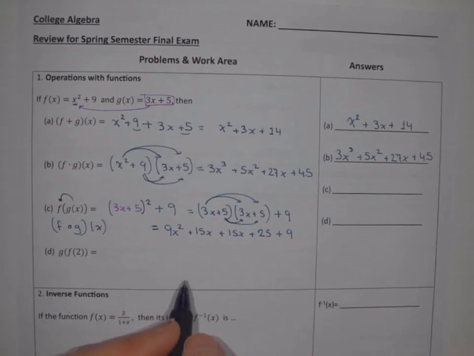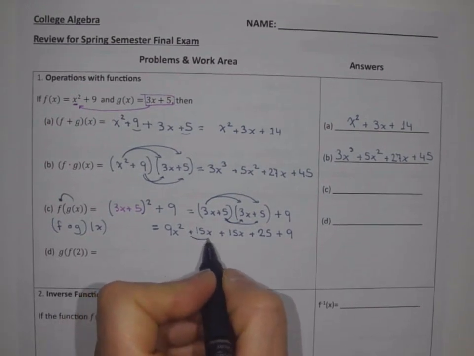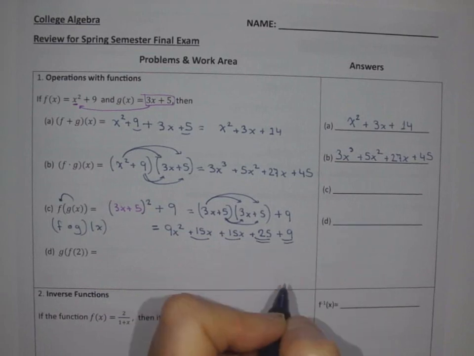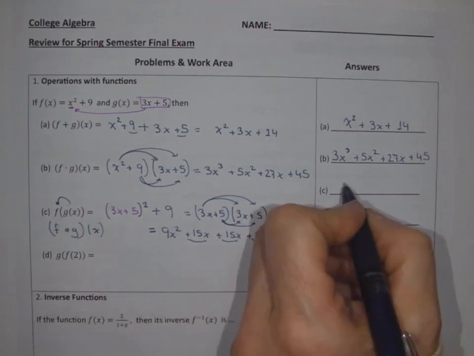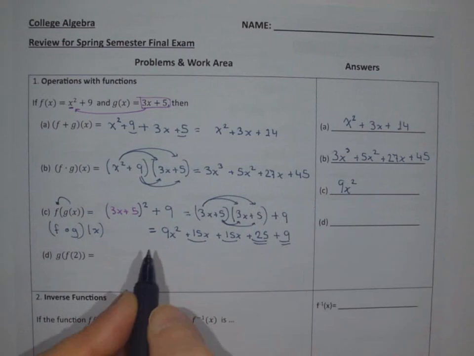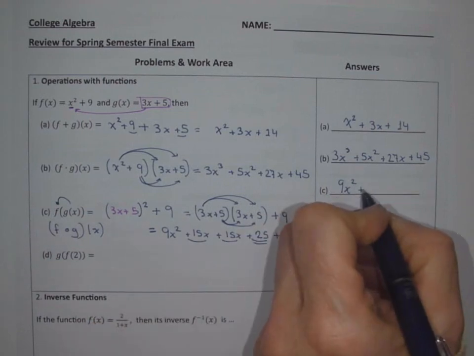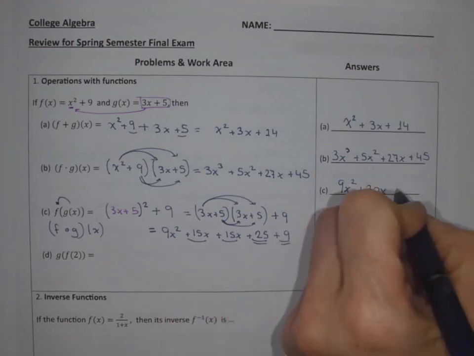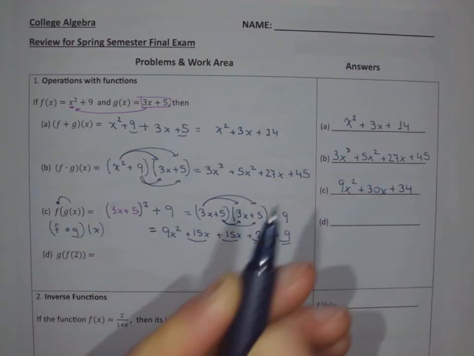At this point, we are looking for like terms. Well, I have two linear terms and two constants, so let's put those together. So we have a 9x squared, 15 plus 15, that will be plus 30x, and then 25 plus 9, that will be plus 34.